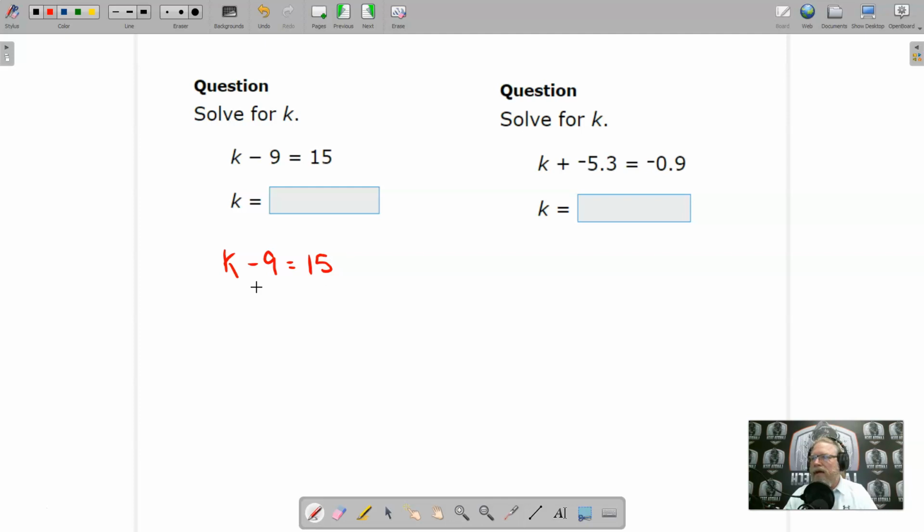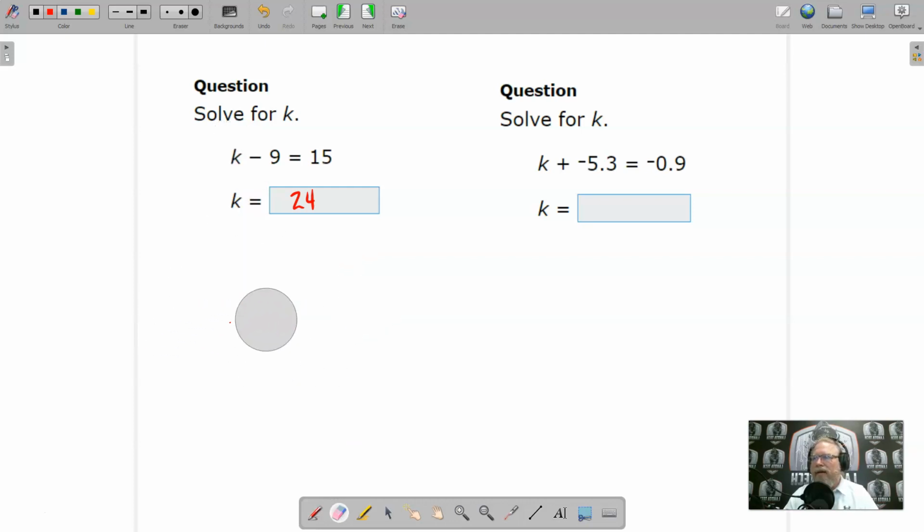So let's go ahead, and the 9 is tied to the k through subtraction. The opposite operation is addition. We're going to add the very number we wish to get rid of, and what we do to one side, we're going to do to the other. The 9s are going to cancel each other out, leaving us with just k, and 15 plus 9 is 24, so k equals 24. And 24 minus 9, does that equal 15? Indeed it does, so we're good to go there.